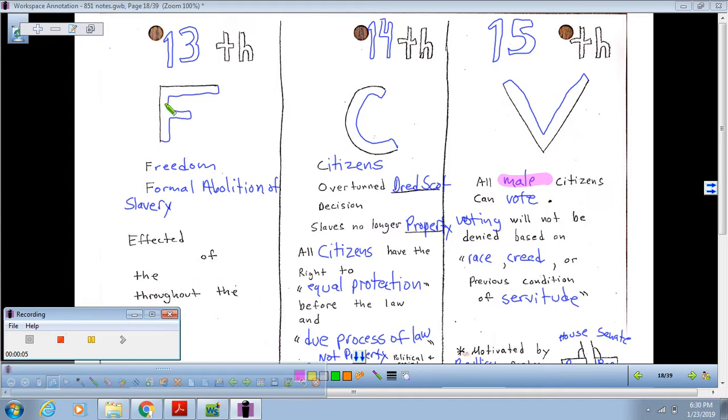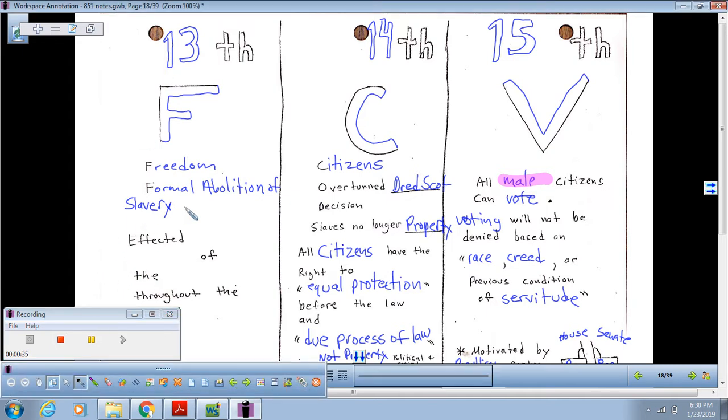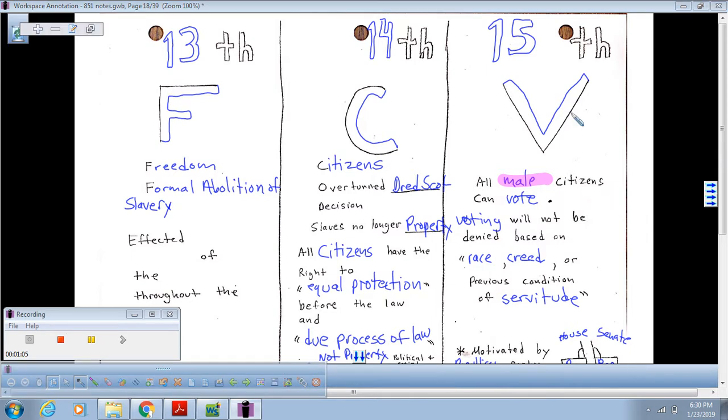Before then, we're going to review the Reconstruction Amendments, whose goal it was to provide equal rights to all citizens, which included, of course, the freed slaves. The Reconstruction Amendments are the 13th, 14th, and 15th. You can remember them quickly by writing 13, 14, 15 down and writing FCV next to it, and you will have a checklist of what the Reconstruction Amendments mean.